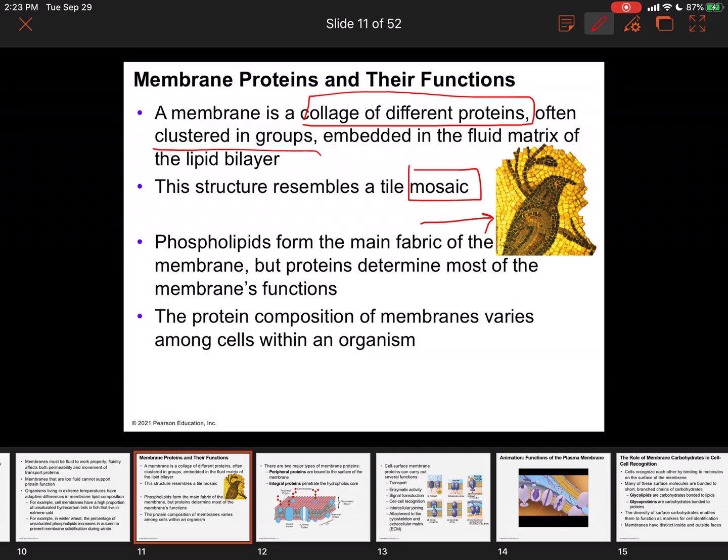And so phospholipids, remember, are the main component, but then we've got those proteins, and those proteins determine most of the membrane's functions. Those proteins tell the membrane what to do and which molecules to allow in, which molecules to send out. So those proteins are kind of running the show. It says the protein composition of membranes varies among cells within an organism. So different types of cells, so a blood cell will have different types of proteins than a bone cell would.